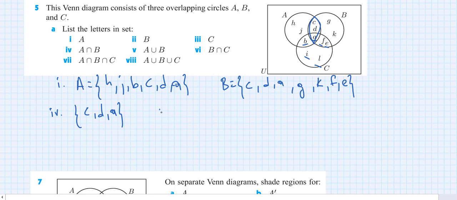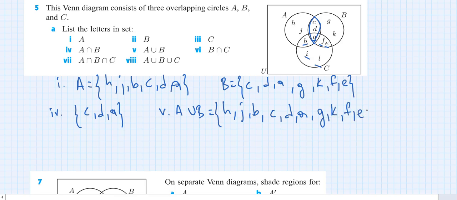And for the union of A and B, I need to list all elements. If my elements are repeated, I just need to list them once. So A union B is H, J, B, C, D, A, G, K, F, and E.